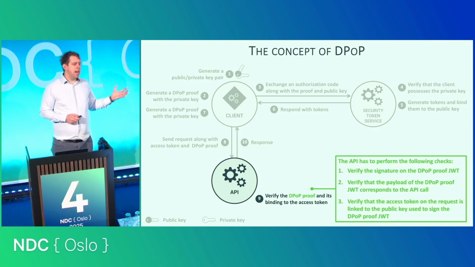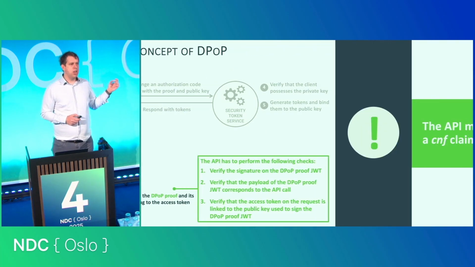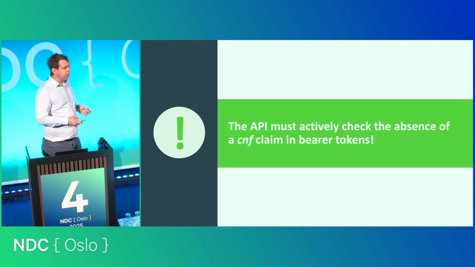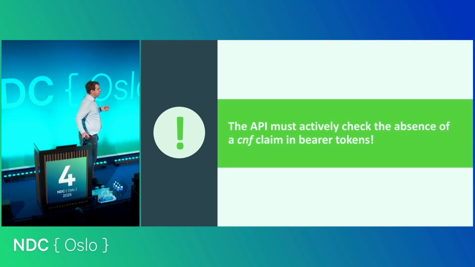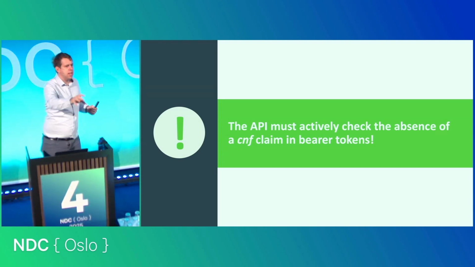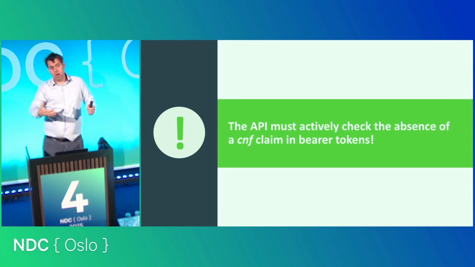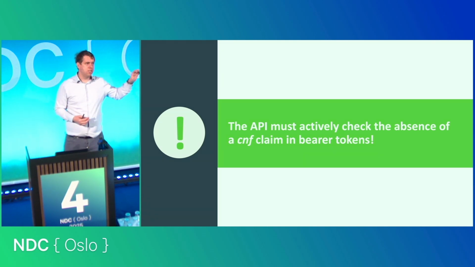If you're building an API, you must have a check in place that actively rejects any bearer token with a CNF claim. This is very important, otherwise the attacker could take a sender constraint token and just throw it in an authorization header with type bearer, and the API is like, yeah, good enough for me, bam. And that would of course make this whole discussion very useless and circumvent all of the protections here. So the API must have a check. If it's a bearer token and there's a CNF claim, like no, go away.